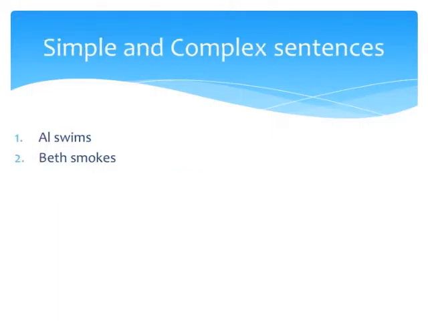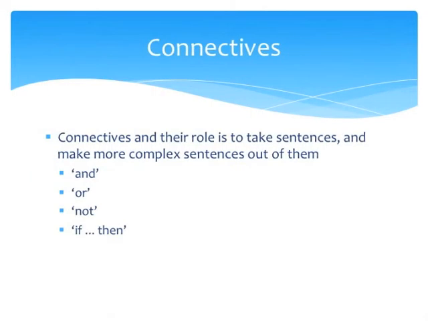Let us begin with the notion of a connective. Sentences 1 and 2, Al swims and Beth smokes, are what we call simple sentences or atomic sentences, in the sense that they are not composed of other sentences. That is, they do not contain any devices like and, or, because, etc. Now, expressions such as and, or, not, if-then are English connectives. And what characterizes them is their function, which is to take sentences and make more complex sentences out of them.